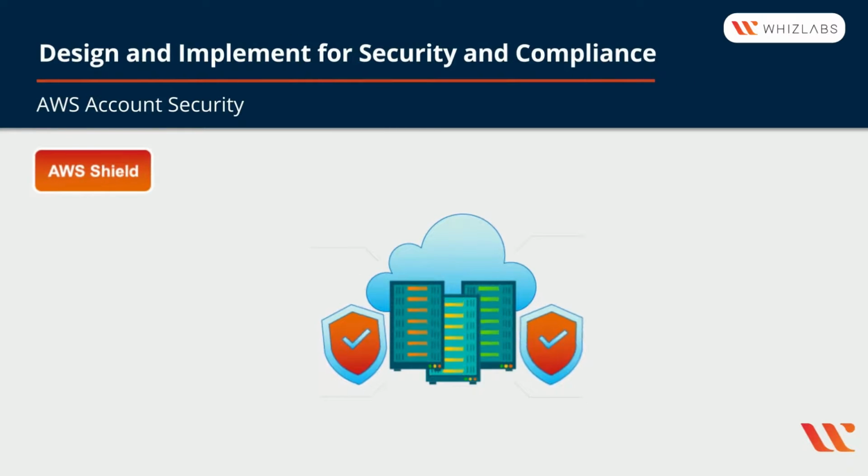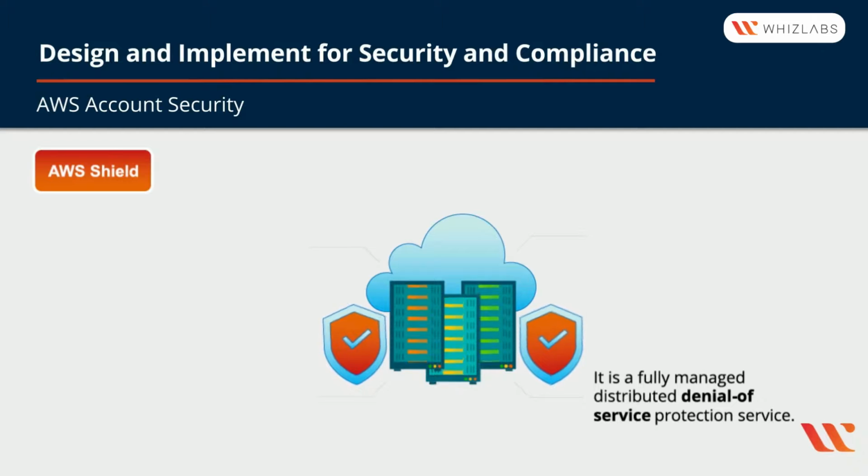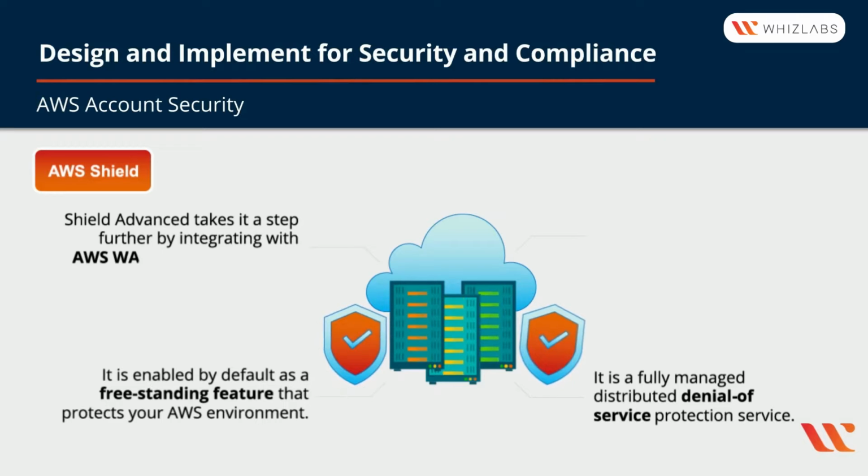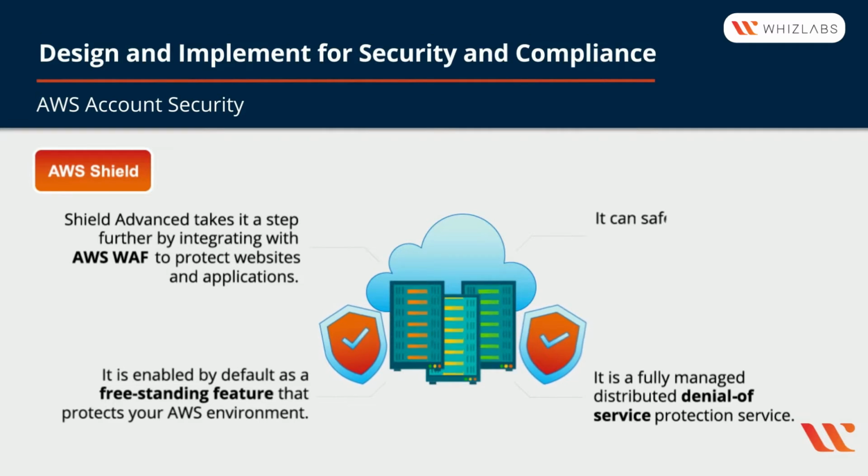AWS Shield. AWS Shield is a fully managed distributed denial of service protection service provided by Amazon Web Services. Shield is enabled by default as a freestanding feature that protects your AWS environment from common DDoS attacks. Shield Advanced takes it a step further by integrating with AWS WAF to protect your websites and applications from a wide range of harmful traffic.